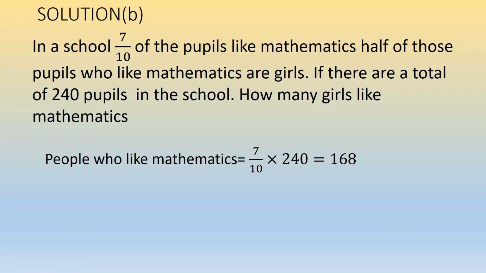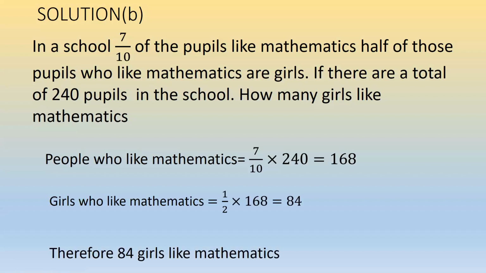Right? So having 168, we are told that half of those who like mathematics are girls. So you apply half, that is 1 over 2, times those who like mathematics, 168, and that will give us 84. So that should tell us that 84 girls like mathematics. Right.